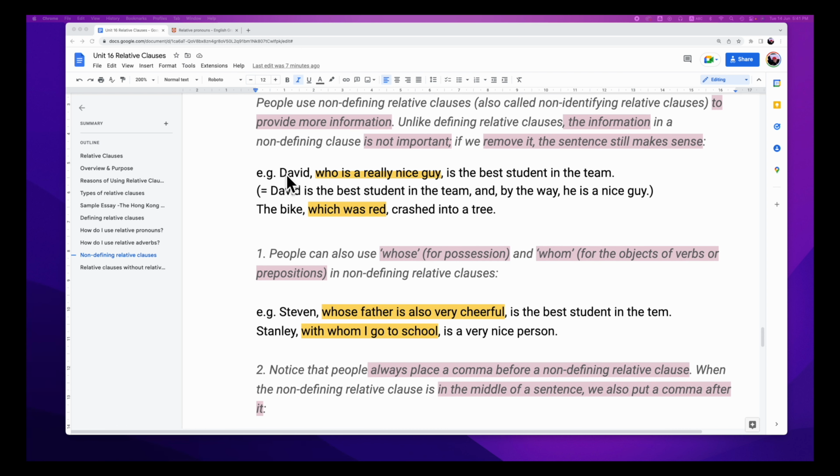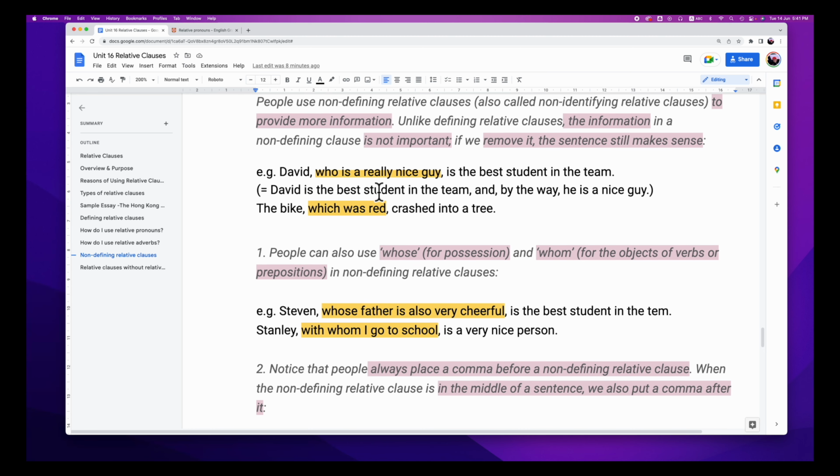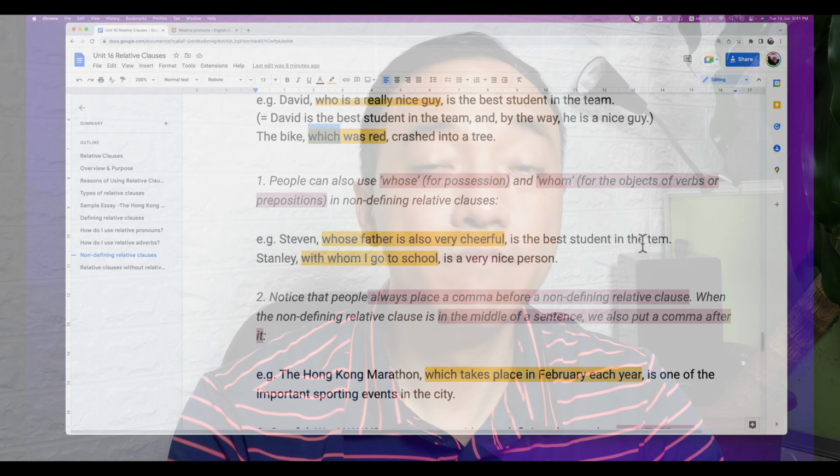Example: David, who is a really nice guy, is the best student in the team. Now, it is equivalent to: David is the best student in the team, and by the way, he's a nice guy. Another example: the bike, which was red, crashed into a tree. Now, you can see, for people we use who. For things or animals we use which.